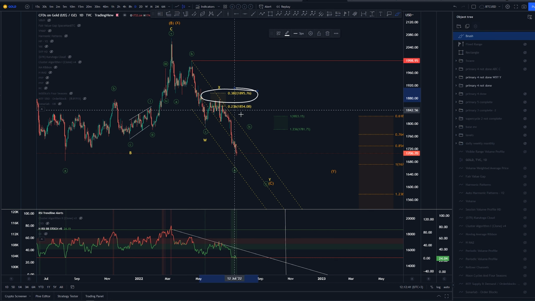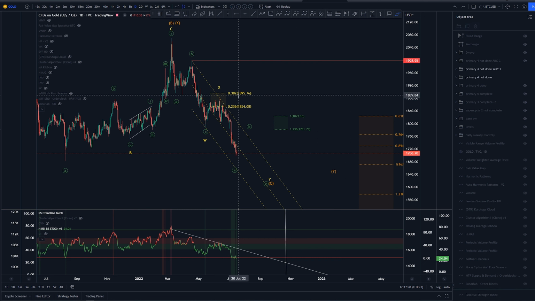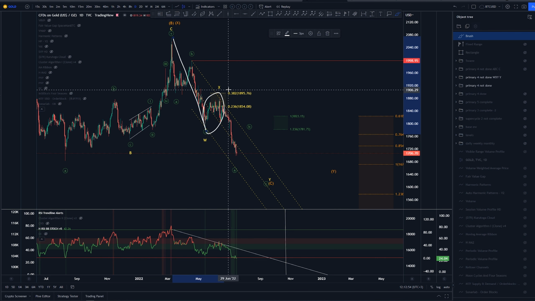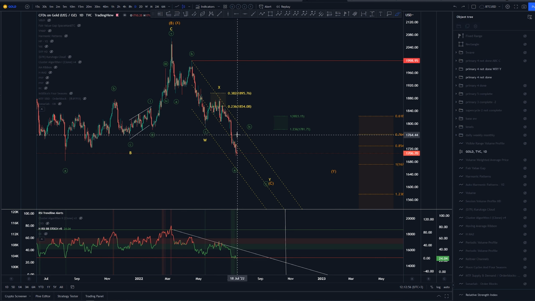Now here lies the problem. 38.2 is not tagged, which makes this very much less likely of a count. Within 3-way moves, generally the connector wave should tag the 38.2 as a general rule. If it does not, then it is less likely to be the count. So as we have other explanations for this whole structure here, I would be preferring those over this one for that reason.